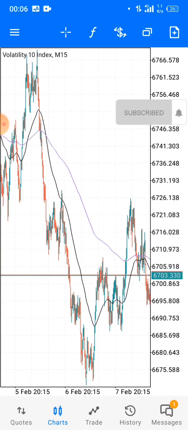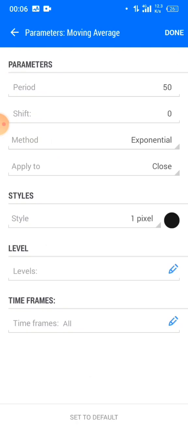So as you can see on my chart, I've got two moving averages. These are the main two that I usually use, right? The first moving average is period 50, shift 0, method exponential, apply to close, right? And as you can see, this is the black moving average on my chart. The second moving average that I use is the moving average period 200 with the exponential applied to close.